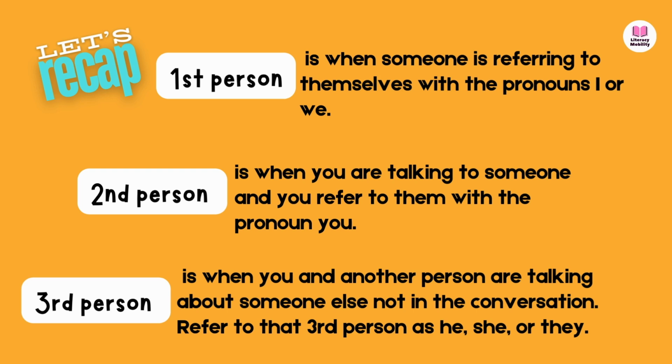First person is when someone is referring to themselves with the pronouns I or we. Second person is when you are talking to someone and you refer to them with the pronoun you. Third person is when you and another person are talking about someone else not in the conversation. Refer to that third person as he, she, or they.